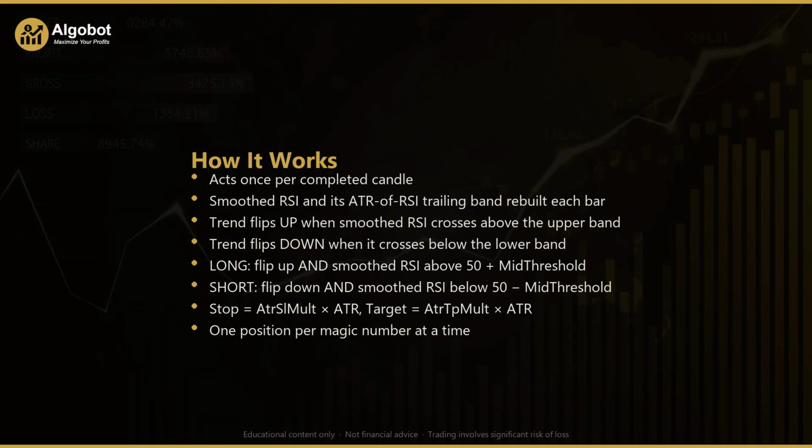For a long, it buys at the ask price. For a short, it sells at the bid. Risk is handled with the average true range. The stop loss is placed at 2 times the ATR away from entry and the take profit at 3 times the ATR. That gives a reward-to-risk ratio of 1.5 to 1 on every trade. Only one position runs at a time, keeping exposure simple and controlled.